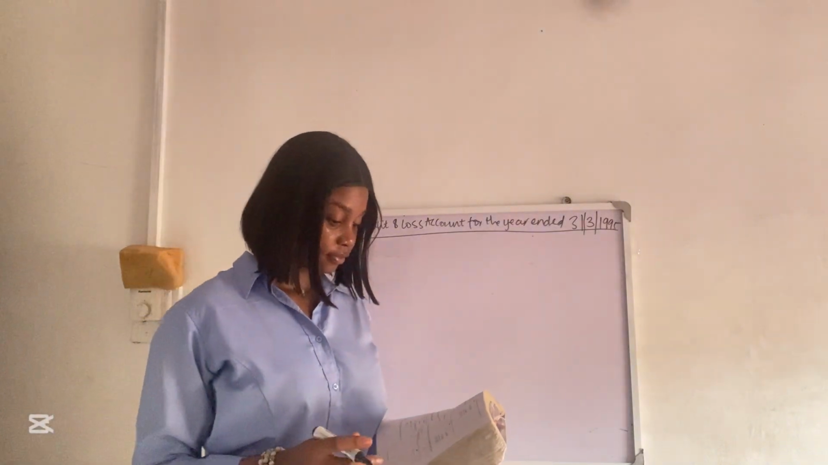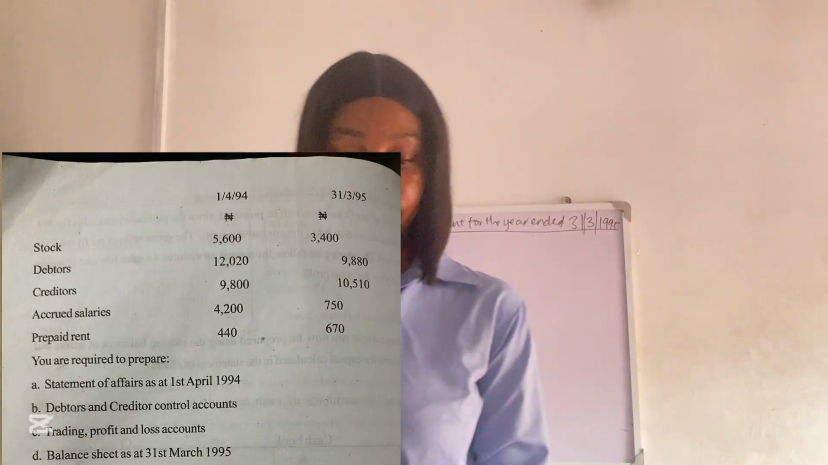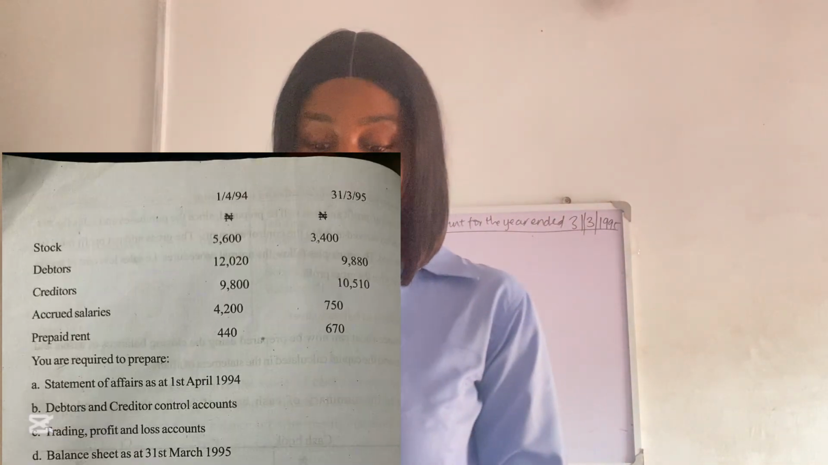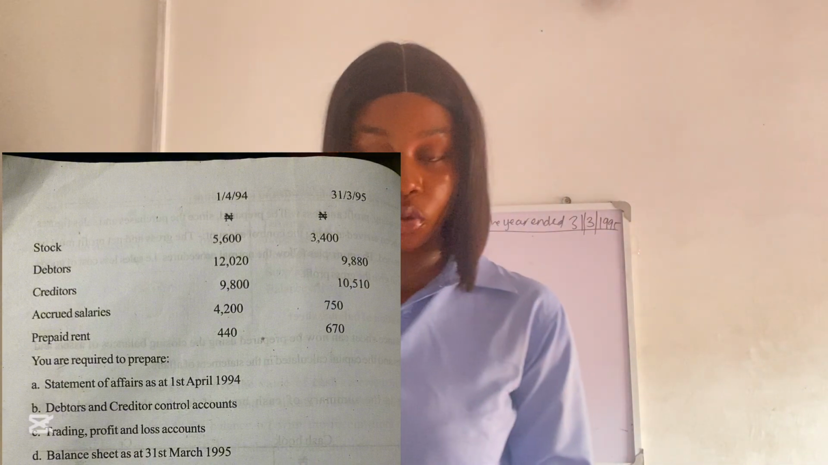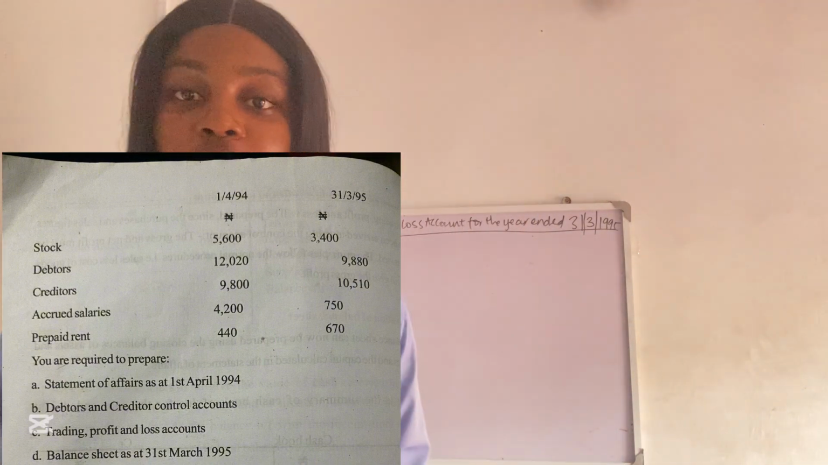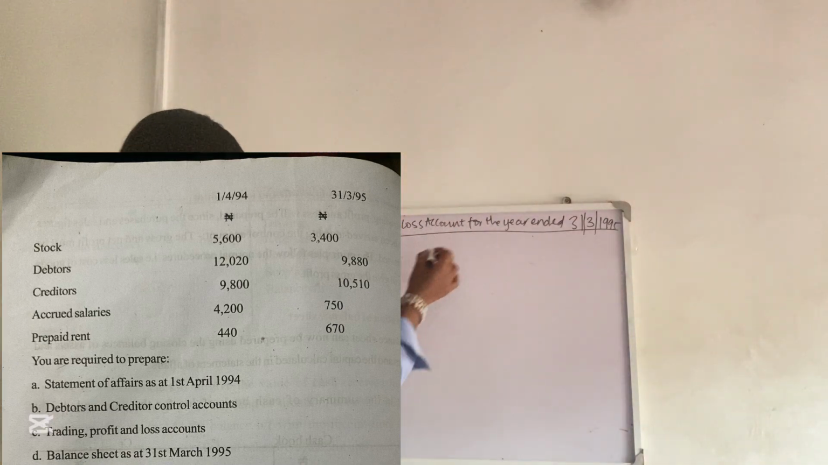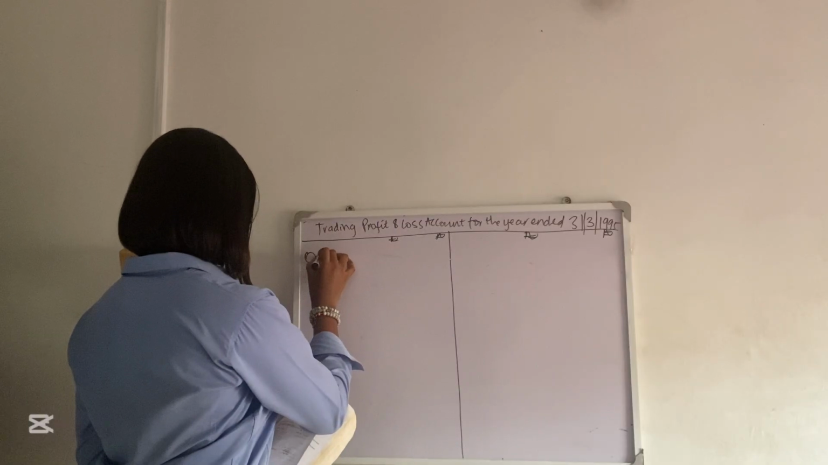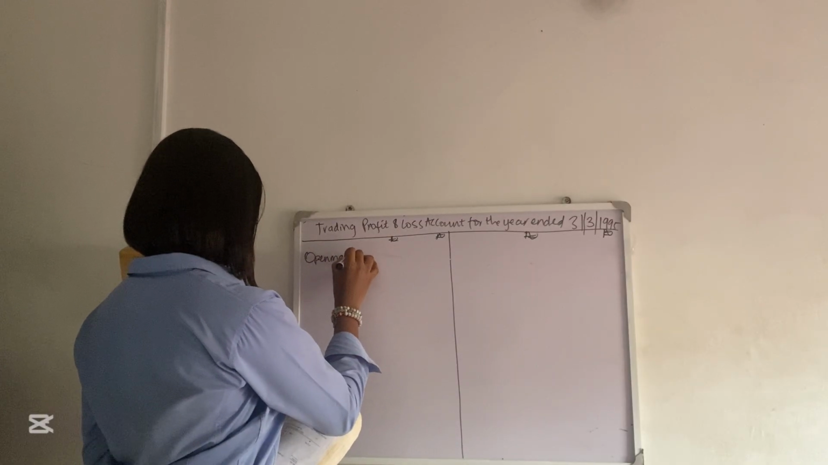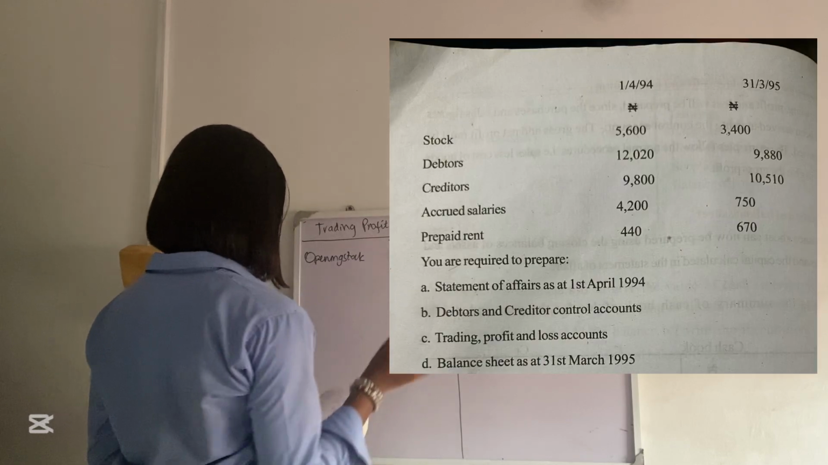So now our stock, we still use that opening figure again. The one of April 1st 1994 will obviously be your opening stock, while the one of March 31st 1995 will be your closing stock. So that means our opening stock is 5,600, and the first thing in the trading profit and loss account is your opening stock. Opening stock is 5,600.